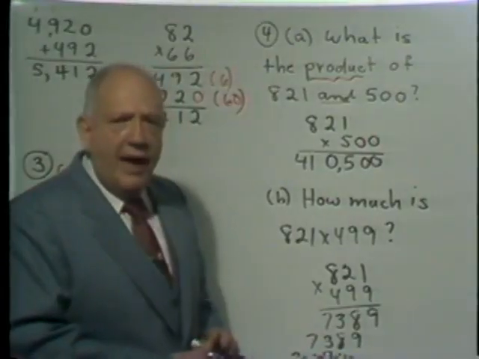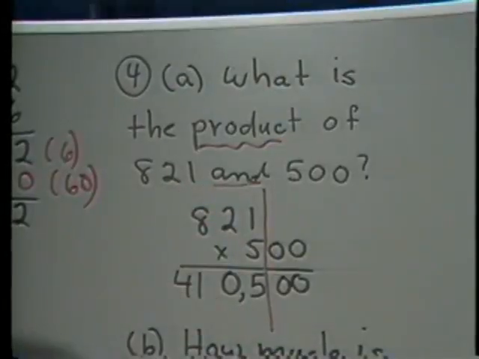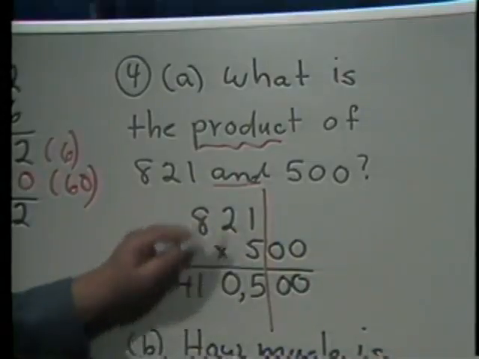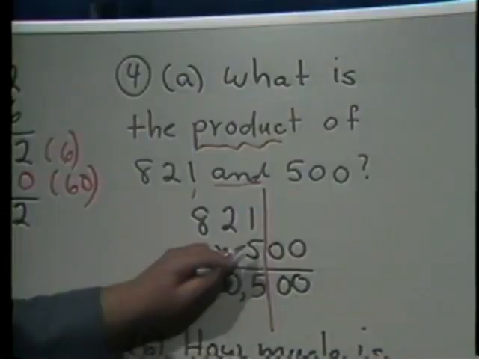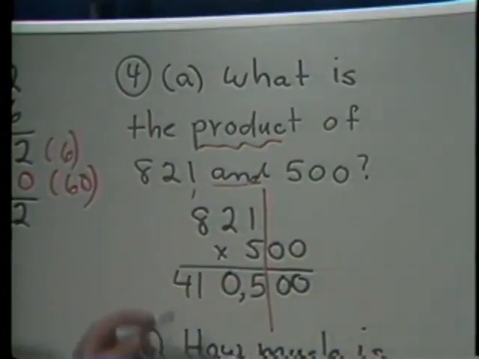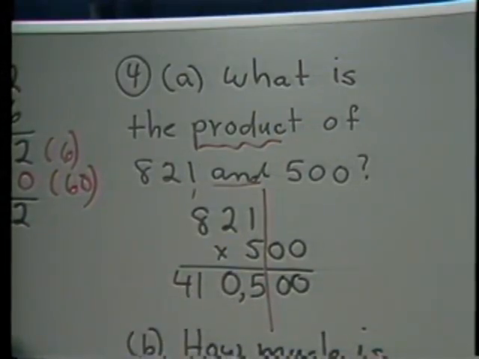And how do you multiply 821 times 500? Again, in terms of what we said before, just multiply the 821 by the 5. You see 5 times 1 is 5, 5 times 2 is 10, put down the 0, carry the 1, 5 times 8 is 40, and 1 is 41. Then annex the 2 zeros, and that gives you 410,500. Pretty straightforward, easy problem, I think.